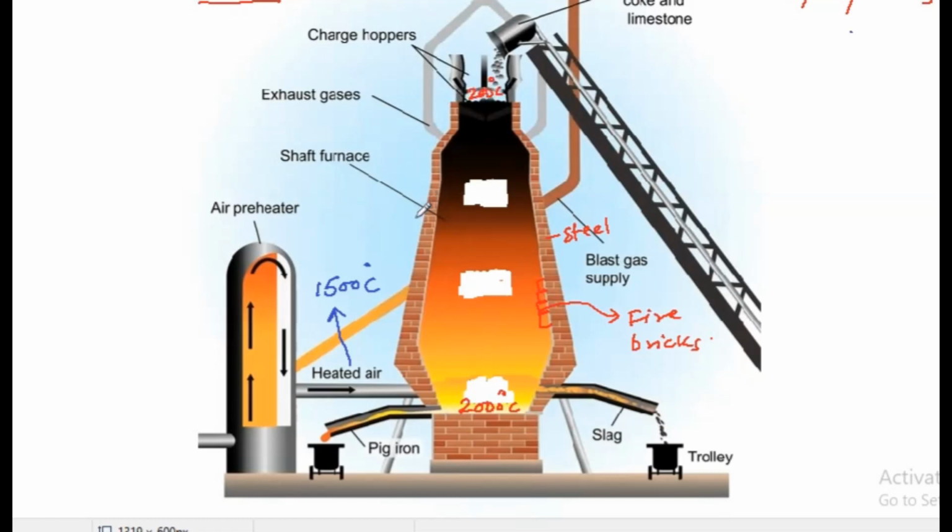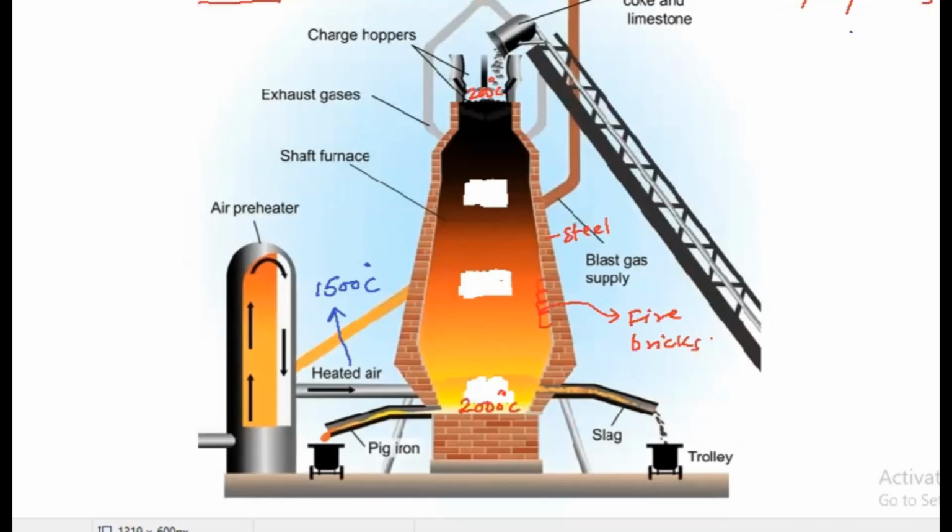So to extract iron metal in the chemical industry, there are some raw materials which are required: hematite or iron ore, iron 3 oxide, coke, limestone. So these are the three raw materials required to produce iron in the chemical industry. These three raw materials are loaded from the top. And then the fourth one is air. So the air at 1500 degrees Celsius is introduced from this air preheater.